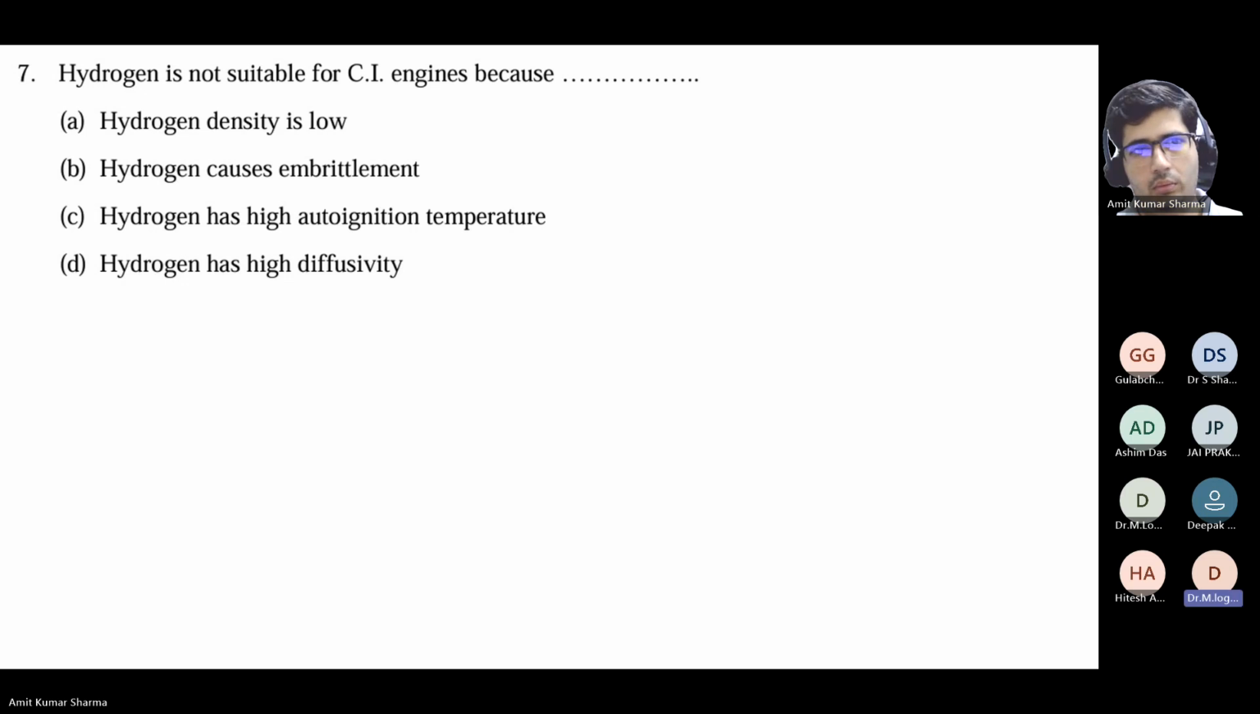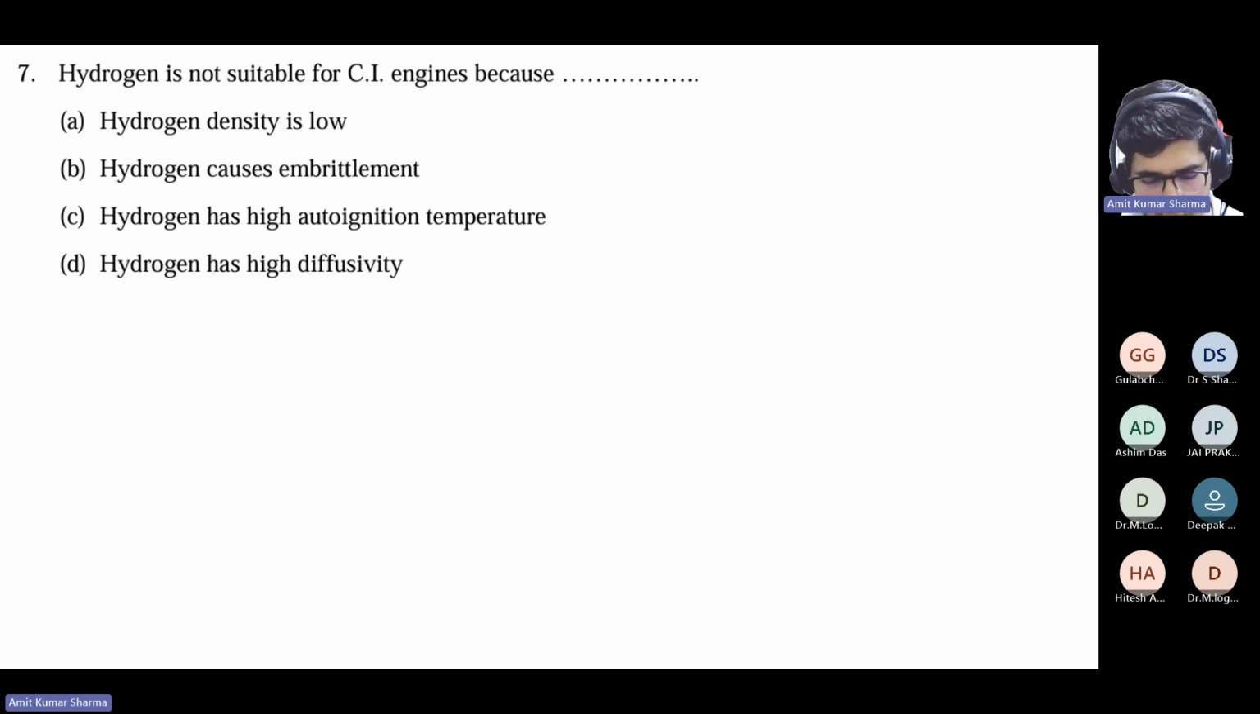Okay, right. So let's start from the basics. What is a CI engine? CI engine means compression ignition, where the air is compressed. In the compressed air the temperature will rise. So it is compressed air at high temperature, and you are injecting the fuel. At that temperature it will burn. So that is compression ignition.